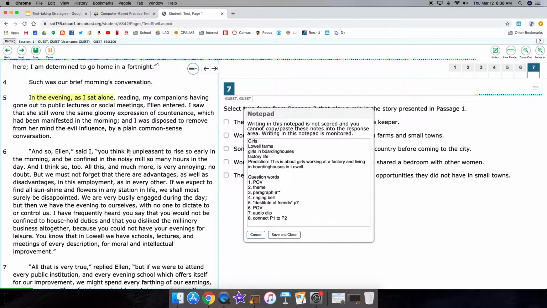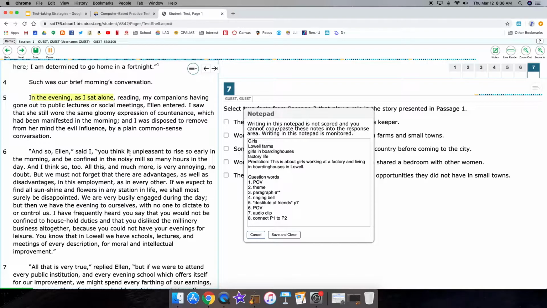And so, Ellen, said I, you think it unpleasant to rise so early in the morning and be confined in the noisy mill so many hours in a day? And I think so too. All this, and much more, is very annoying, no doubt. But we must not forget that there are advantages as well as disadvantages in this employment, as in every other. If we expect to find all sunshine and flowers in any station in life, we shall most surely be disappointed.